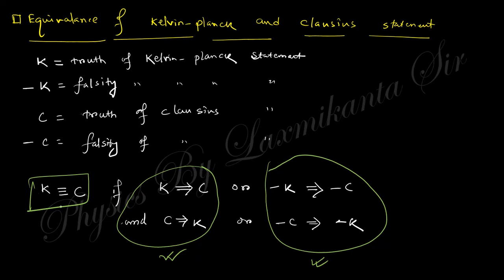So first we take minus C implies minus K. Same thing as minus K implies minus C. So first take minus K implies minus C, that is, the falsity of Kelvin-Planck implies the falsity of Clausius. The falsity of Kelvin.